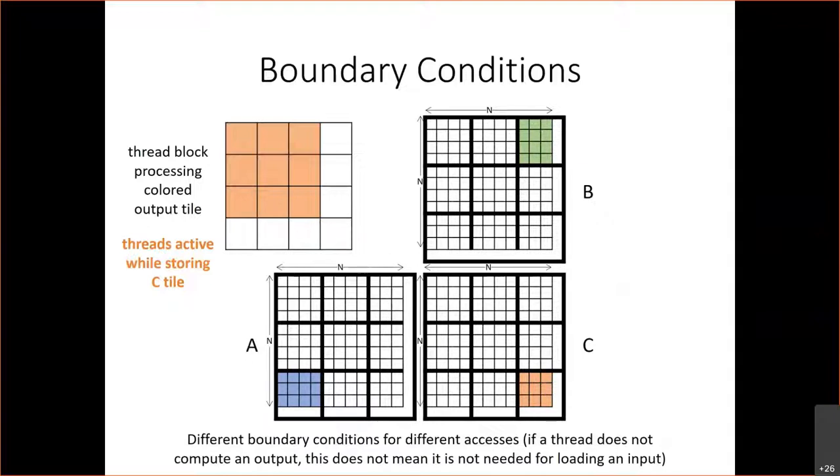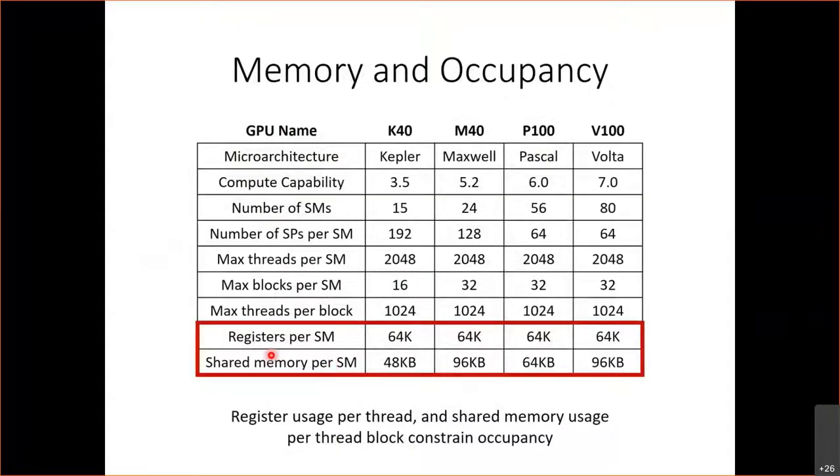And then finally, we said that shared memory and also register usage impact occupancy because we only have a limited amount of shared memory per SM. So how much shared memory we request for our thread block will impact our occupancy. So we can't just say that we want all the shared memory in the world because there's a limited amount of shared memory on the SM. Okay, so this was a quick overview of what we covered last time.